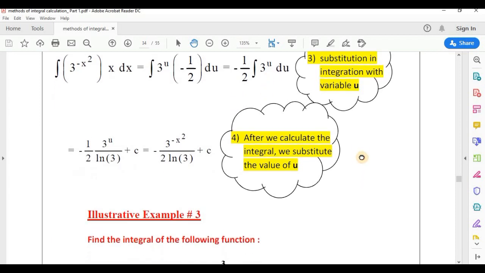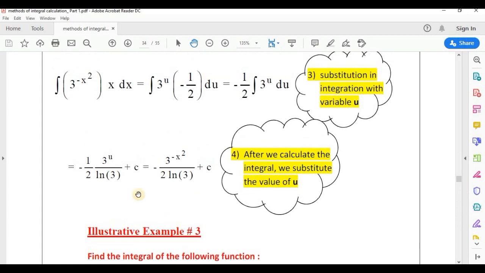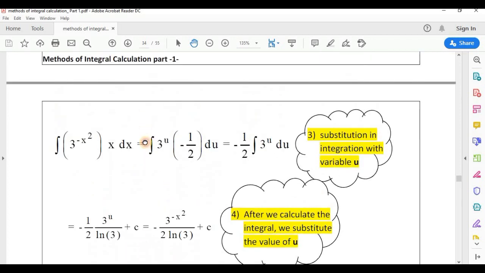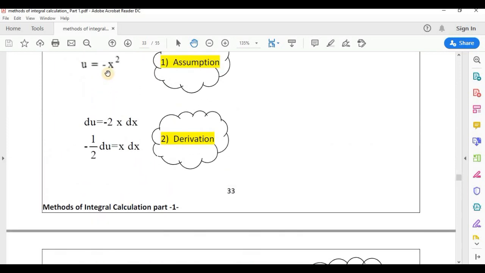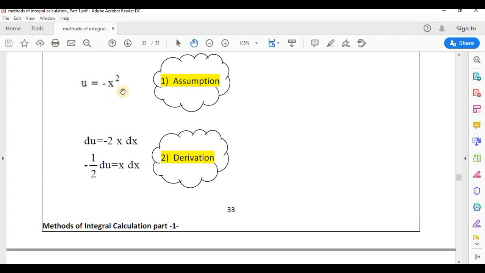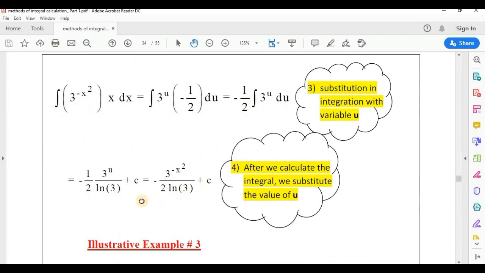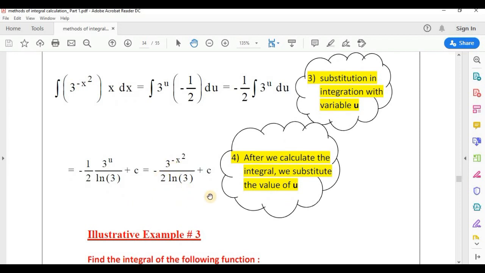The last step, after we calculate the integral, we substitute the value of u. For the final result, you just substitute the value of u. What is u? As we assumed in the first step, minus x to the power 2. So this is the final result. We just put in the value of u.